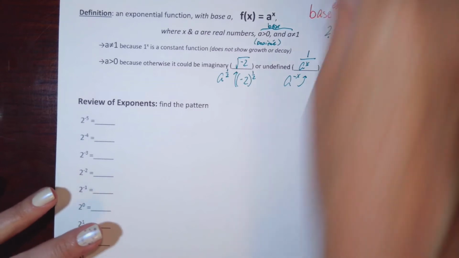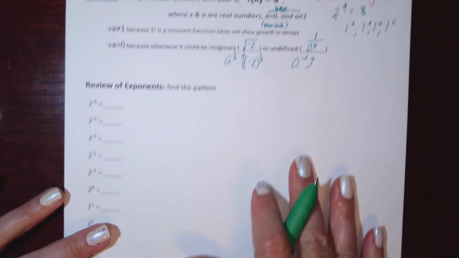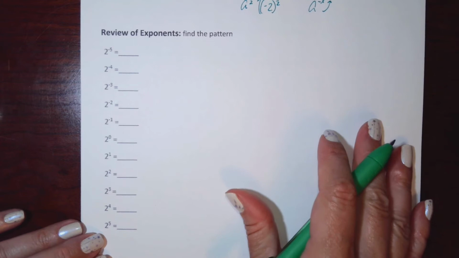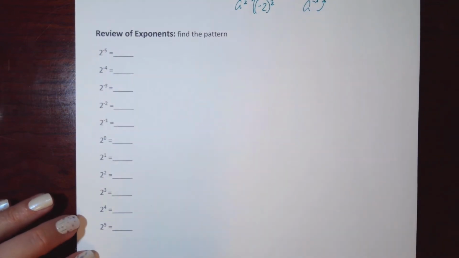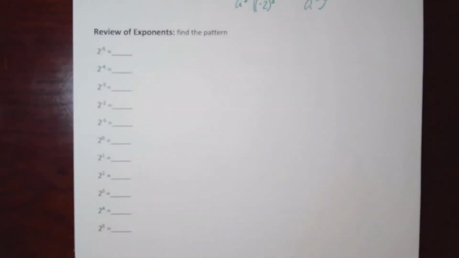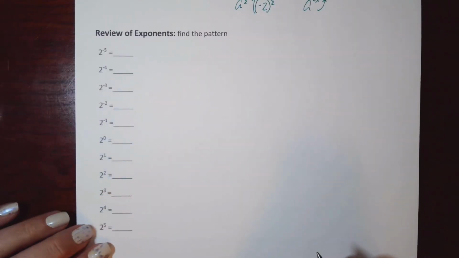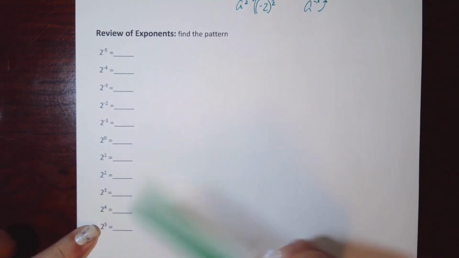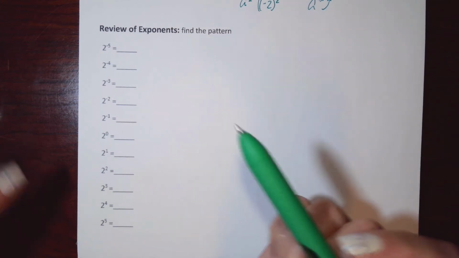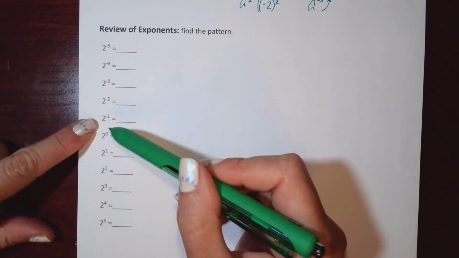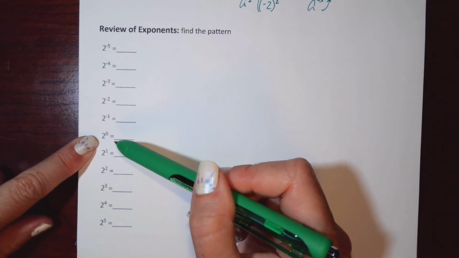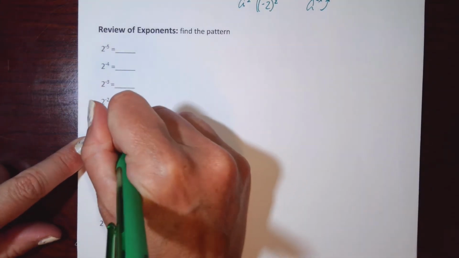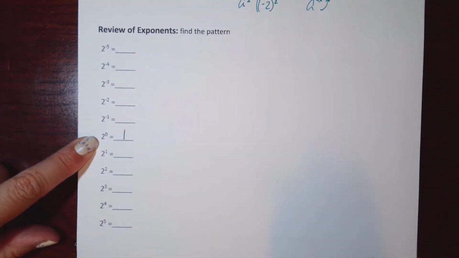So let's back up a little bit. Let's talk about and think about our pattern of exponents. We're going to review what happens when we have positive or negative exponents. Okay. So we've started up here with 2 to the -5. We're going all the way down to 2 to the 5th. Let's just start in the middle and see what happens. If we do 2 to the 0, well, hopefully you remember that anything to the 0 power is 1. But if not, we're going to establish why that is as we work through this pattern.